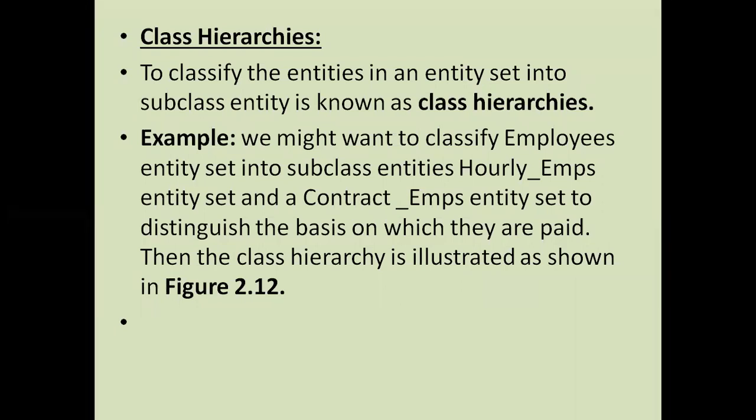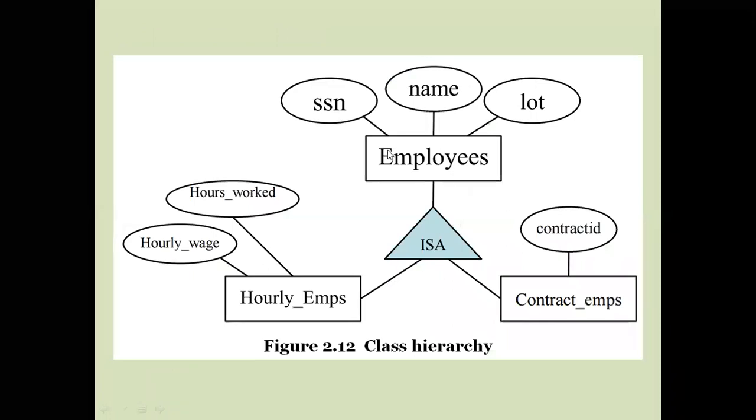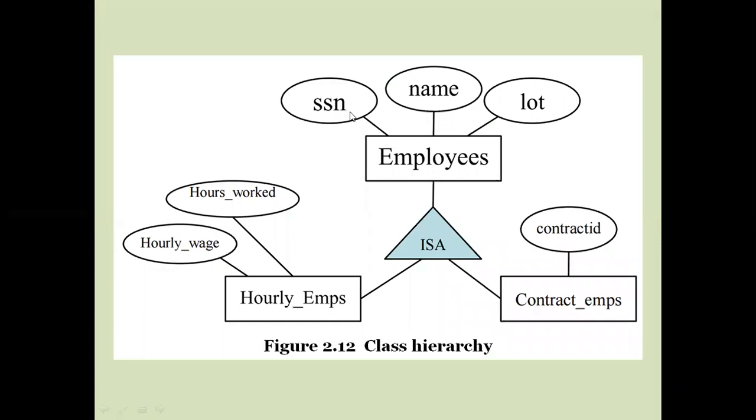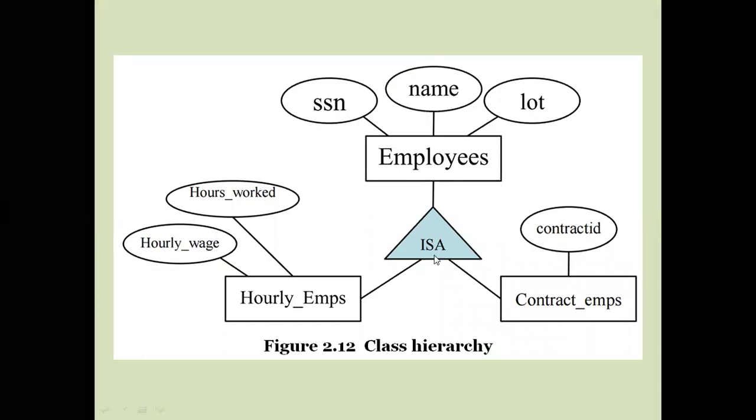Okay, if you observe that diagram, this is the employee entity set. This one has some attributes, and it will be divided into two.